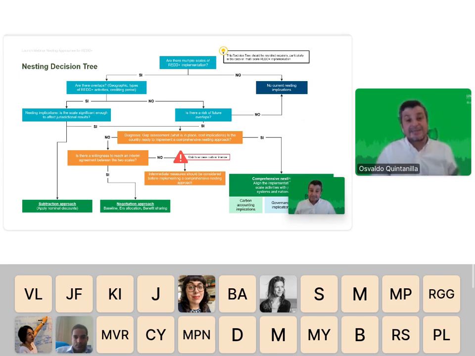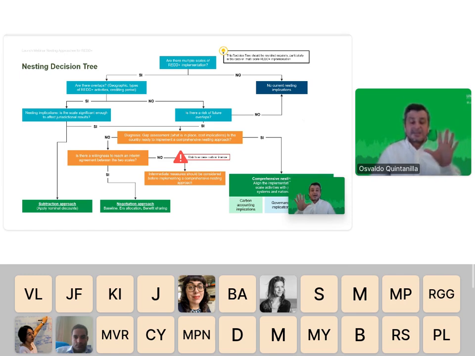And finally, in the scenario where the systems are in place, or if the country is ready from the start to move forward to a comprehensive nesting approach, this is the final potential result of this nesting decision tree, which is the last green rectangle on the right. This aligns the implementation of smaller scale activities with the jurisdictional system and national reporting. It ensures robust carbon accounting, clear governance, and strong safeguards. So emission reductions are real, additional, and not double accounted.